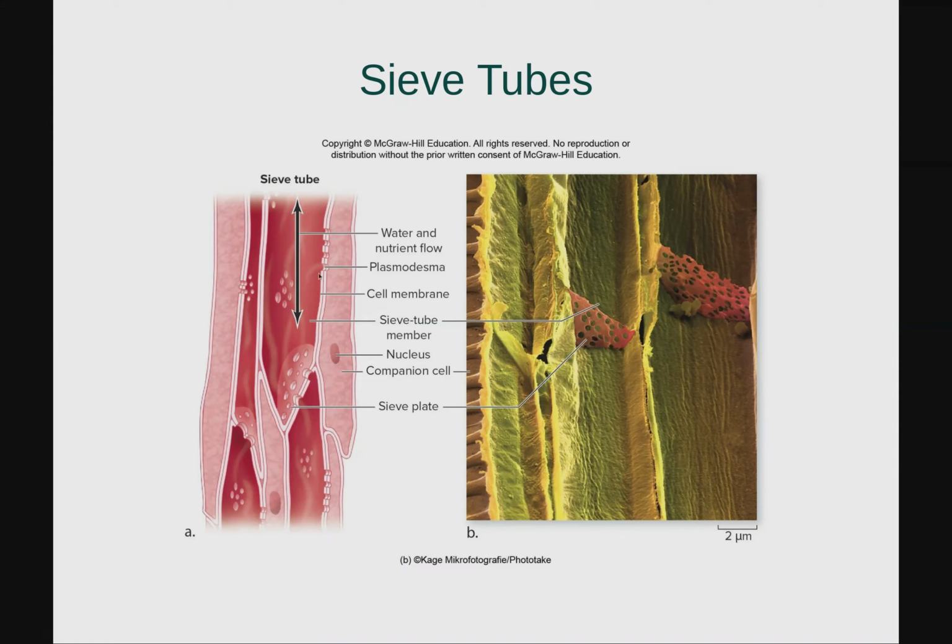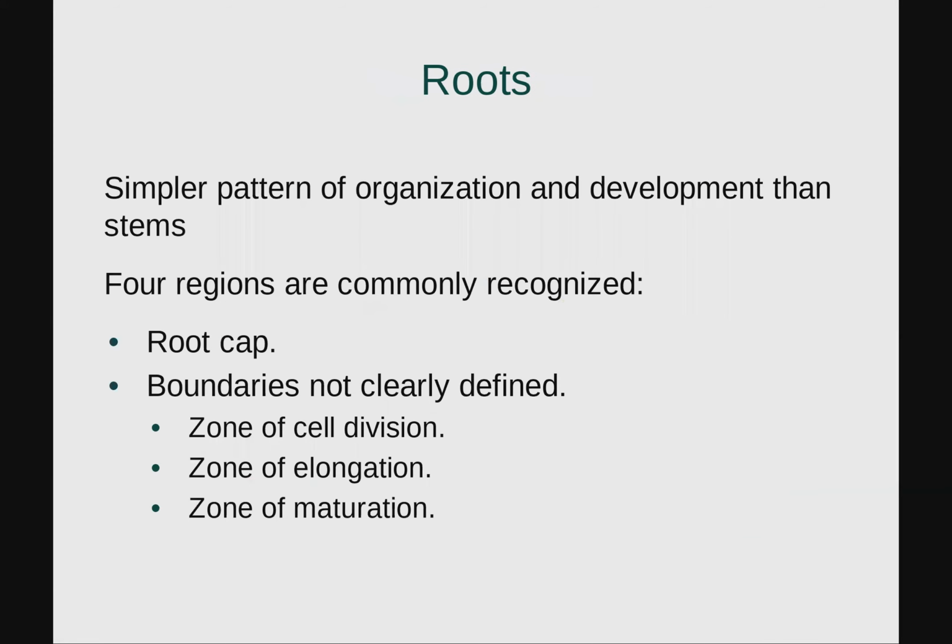We have plasmodesmata, which are those slight openings that allow the lateral flowing of water. We have cellular membranes here. We have these sieve tube members, again being part of this overall system. We have the nucleus and the companion cells, which again help maintain this sieve tube system. And then we have the sieve plate, which again functions in support as well as filtration. So that's the structure of our vascular tissue, xylem and phloem.